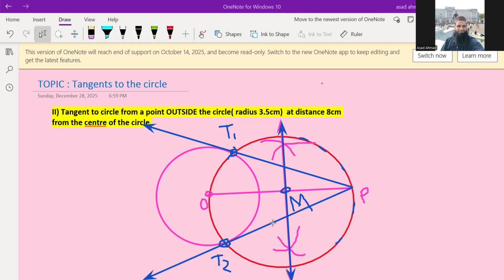So actually the pink is a given circle, and we were asked to draw the tangent from point P to this circle. So PT1 is the, you can say, tangent P to T1. This should be equal to P to T2. So this is the case when you have to draw a tangent from a point outside the circle.